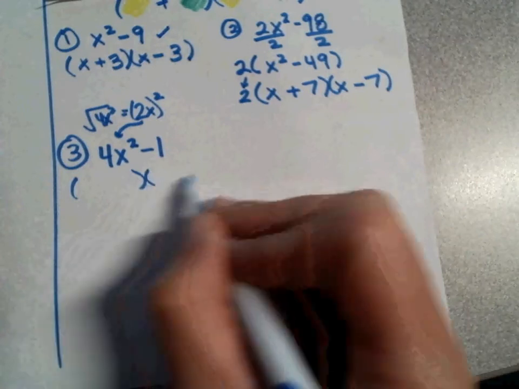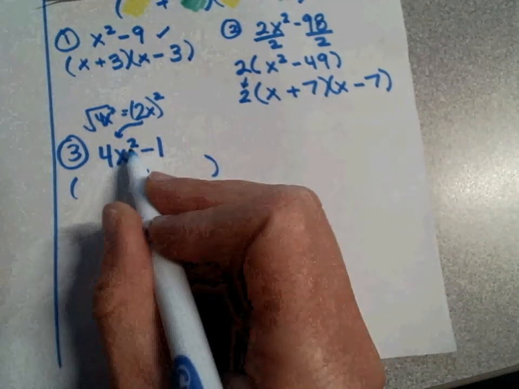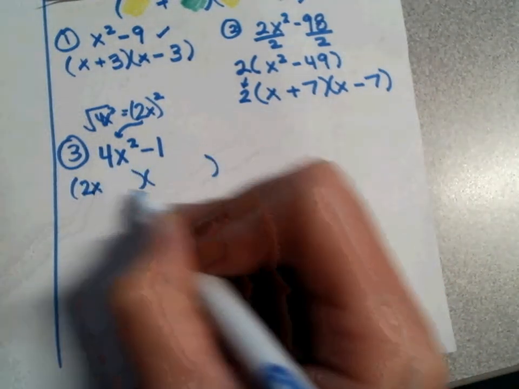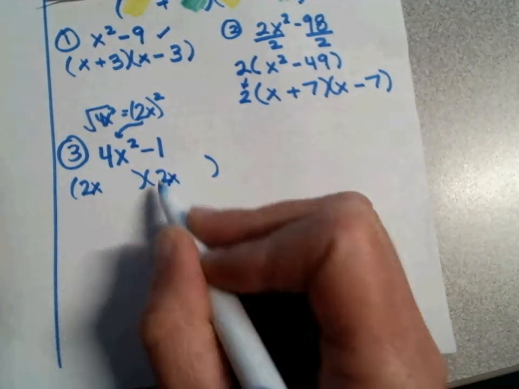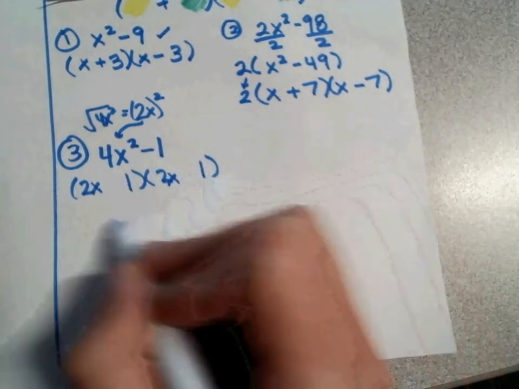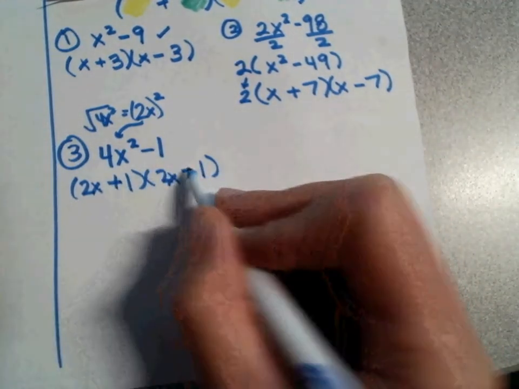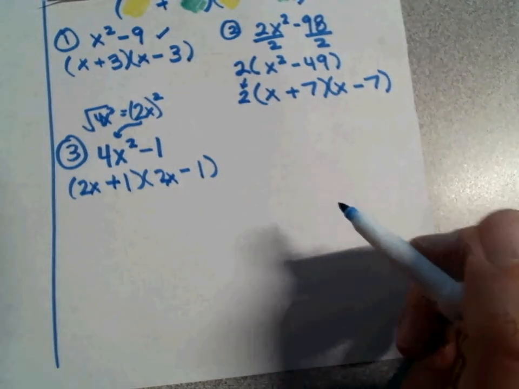So we're going to do two sets of parentheses. Square root of 4x squared gives us 2x and 2x. Square root of 1 is 1 and 1. Make one plus, make one minus. And then that's done.